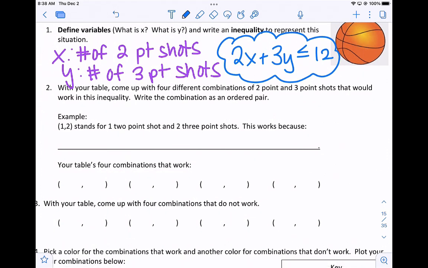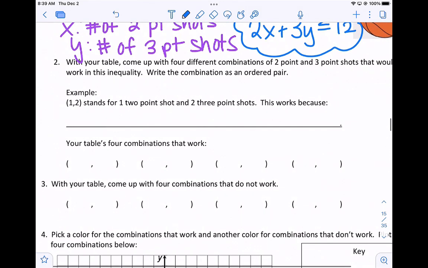With your table, come up with 4 different combinations of 2-point and 3-point shots that would work. Write the combination as an ordered pair. So again, x is the number of 2-point shots, y is the number of 3-point shots. So here's an example. 1, 2 stands for 1 2-point shot and 2 3-point shots. And so we can figure out what that total is, and we want to see, is that number less than or equal to 12?